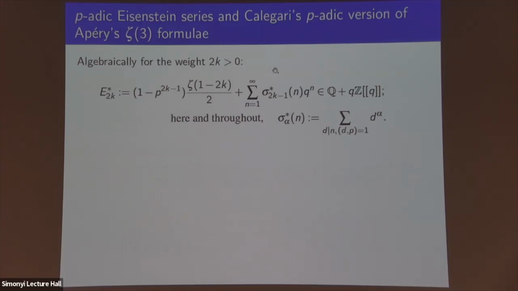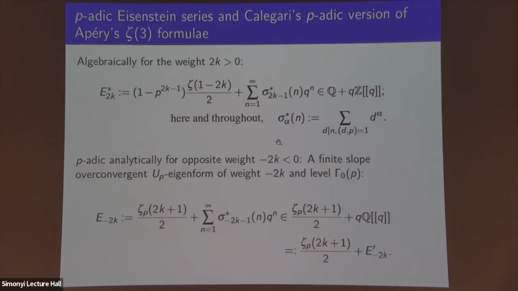I just outlined Calegari's p-adic analog of Apéry's formulas. So this is just the usual algebraic Eisenstein series of positive weight 2k, except with removing out the p factor, and then for negative weights we can have the following, which is now a p-adic modular form, but it is an overconvergent eigenform for the U operator and this level Gamma_0 of p. So they have opposite weights, and we can now observe that it's like these integrals that introduce denominators. So here, this one has integral coefficients, and this one has.